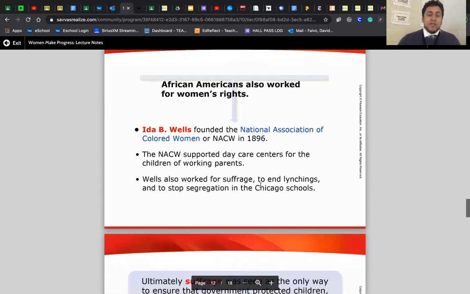So African Americans also worked for women's rights. Ida B. Wells founded the National Association of Colored Women in 1896. The organization supported daycare centers for children of working parents so women could go to work and have their kids taken care of. Wells also worked for suffrage to end lynchings, because lynchings were something that was very prevalent in the South. So African Americans were lynched, especially, for example, African American men. If an African American man was just caught glancing at a Caucasian woman and she accused him of staring her down, they would get lynched in the public square. And she wanted to stop segregation in Chicago schools.